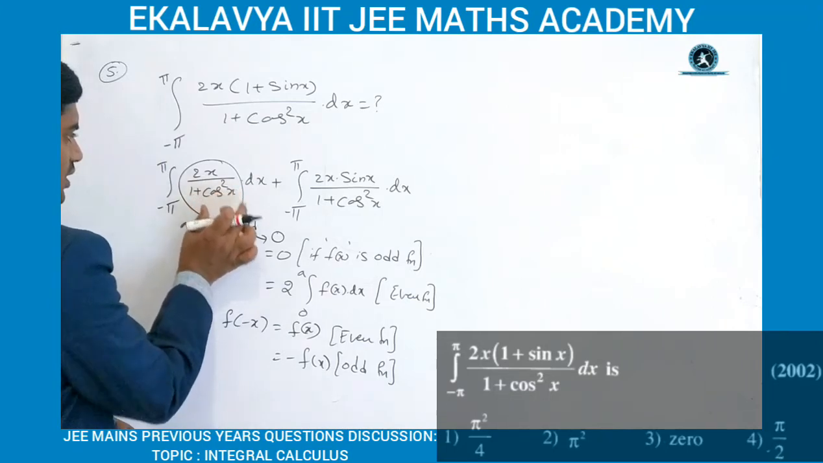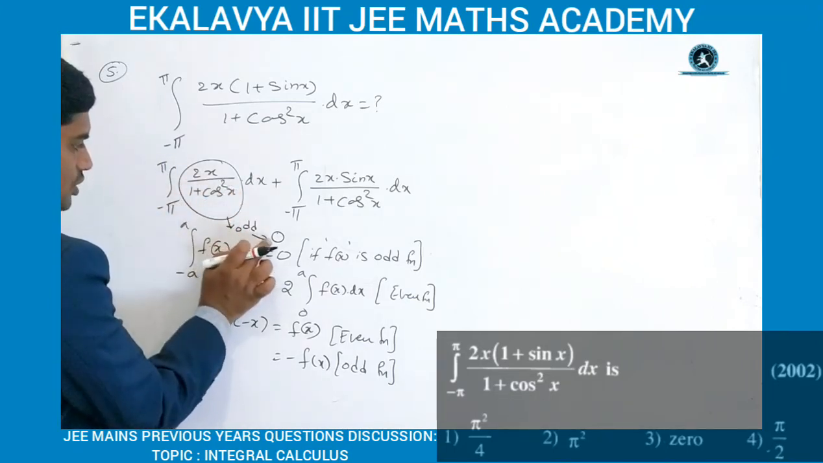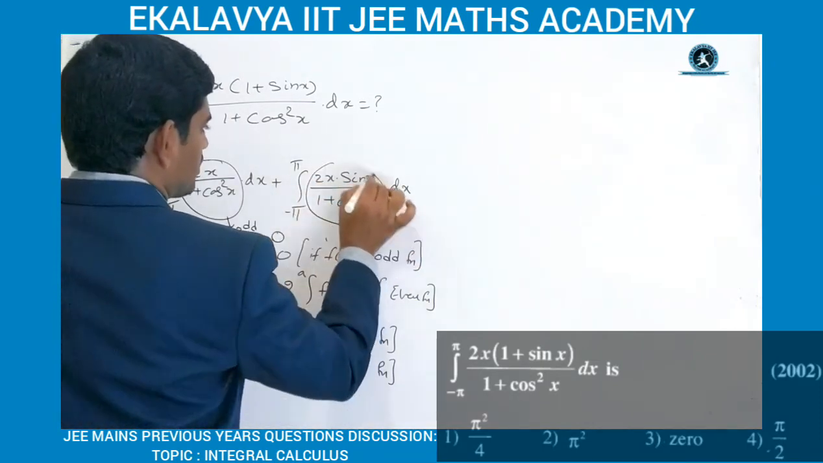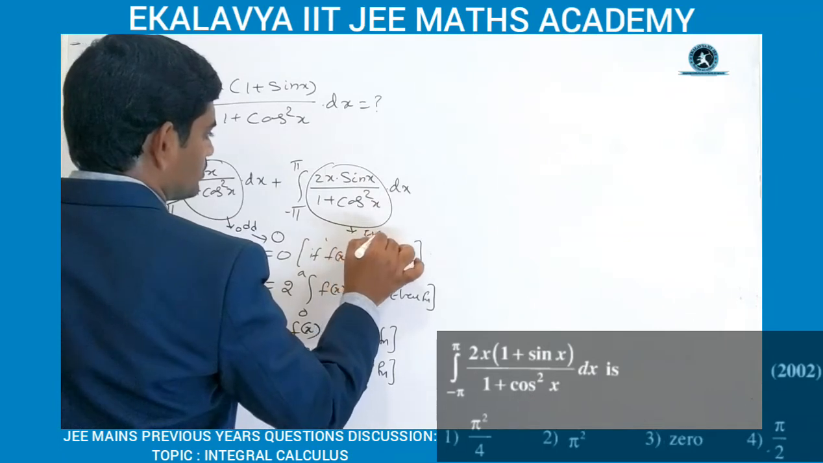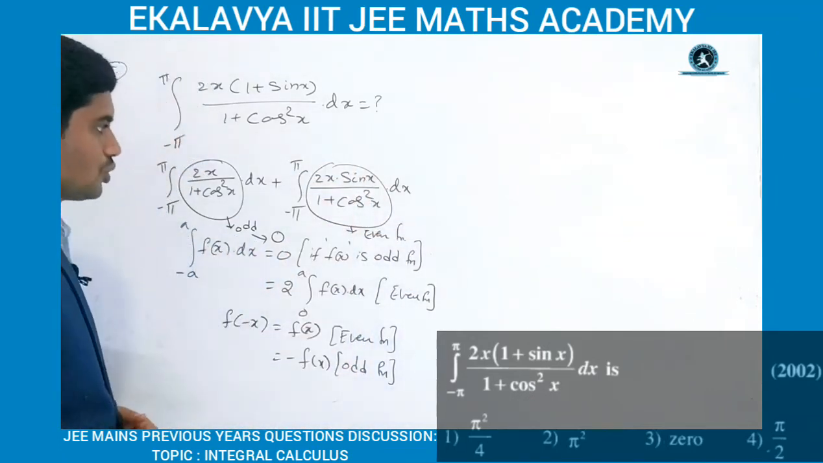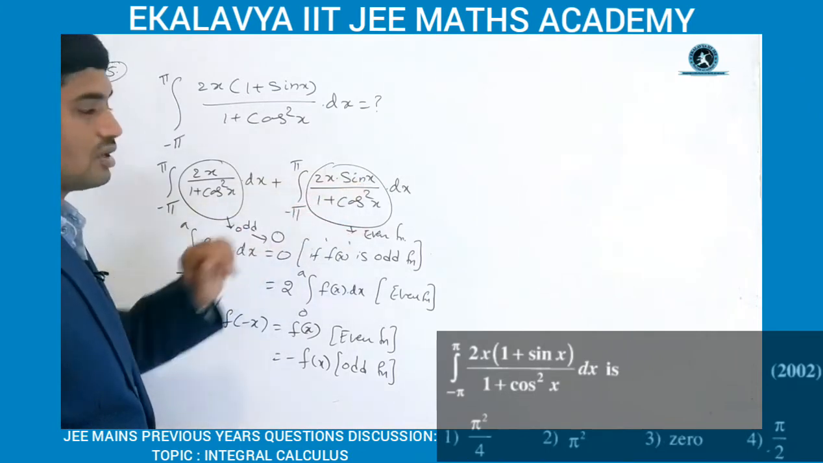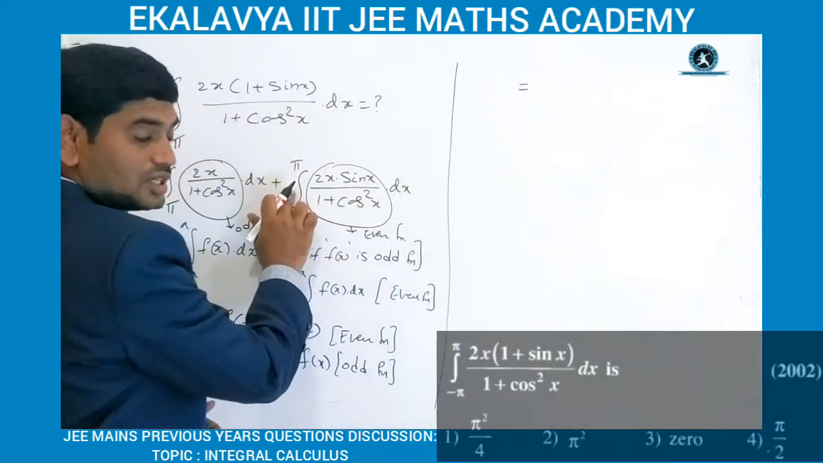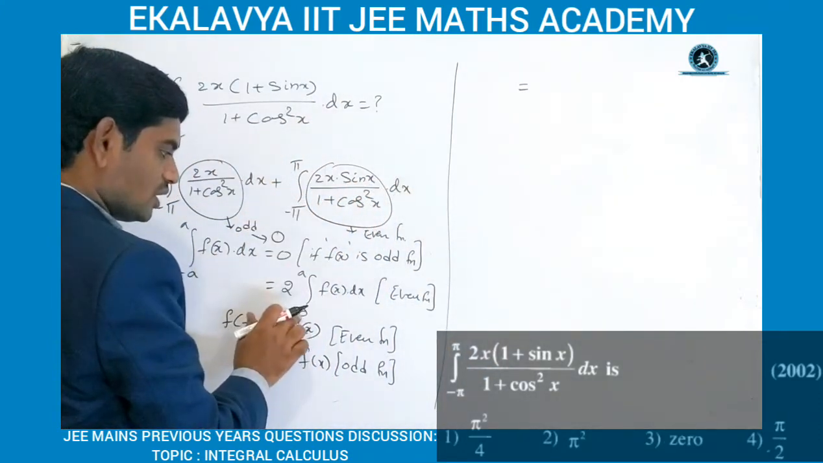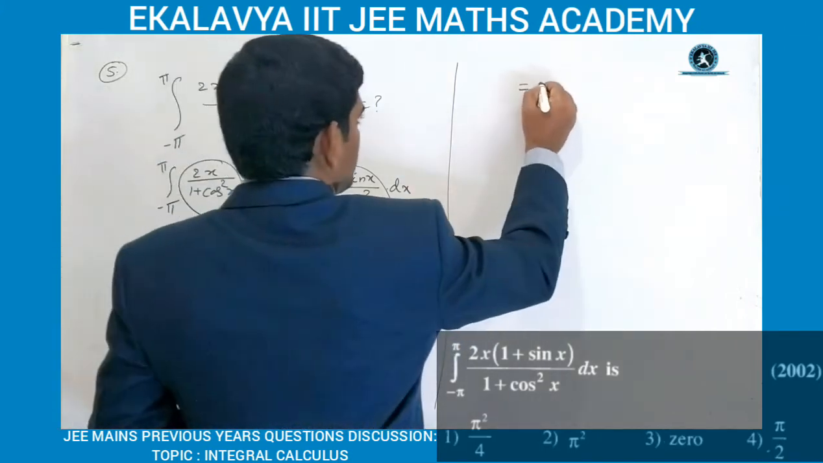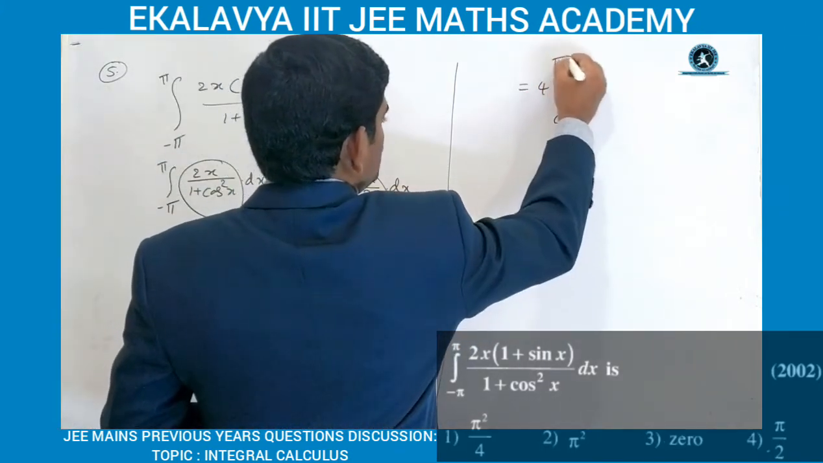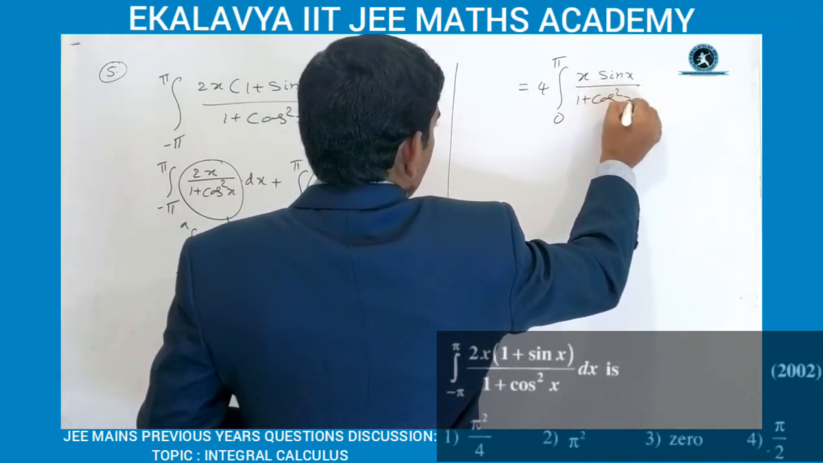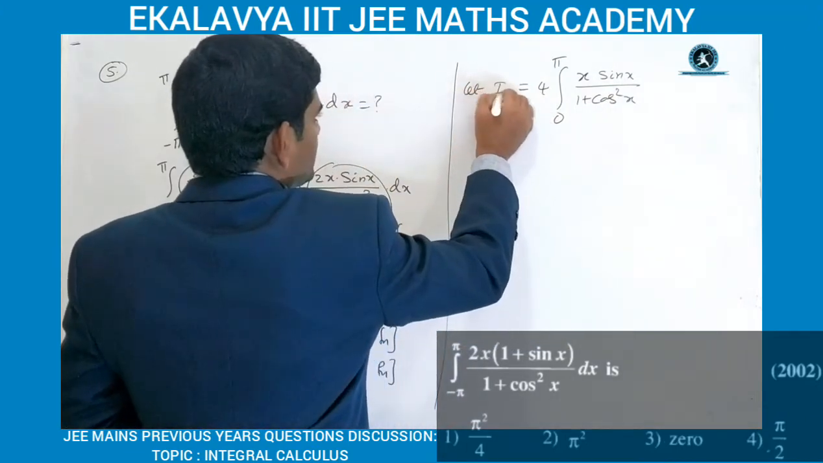So now this first one, 2x by 1 plus cos square x, is the odd function, so this entire thing becomes 0. And this 2x sin x upon 1 plus cos square x is an even function. So then how can we write this? I am taking 2 outside the integral. We have the formula 2 times the integration of 0 to a f of x dx. So then it becomes 4 times the integration of 0 to pi x sin x upon 1 plus cos square x. I am taking this entire integral as I.